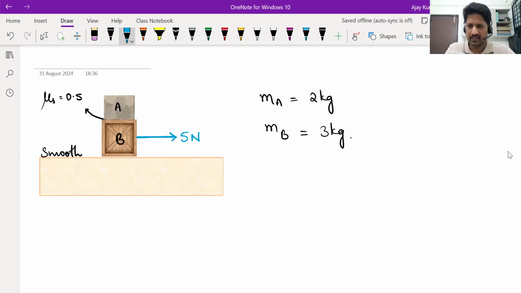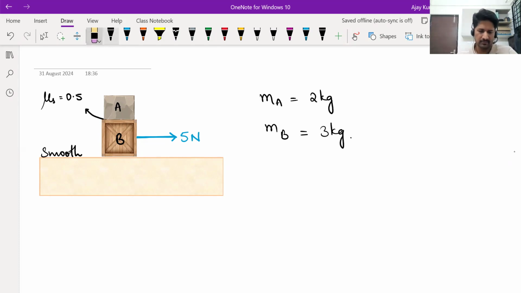Now see, we know that if we pull the lower block gently, they'll slide together. And if we pull the lower block with too much force, the lower block will slide faster than the upper block. They'll slip over each other. We saw that also, but we don't know if this 5 Newton is a weak force or strong enough to separate them. So now we'll have to do the calculation.